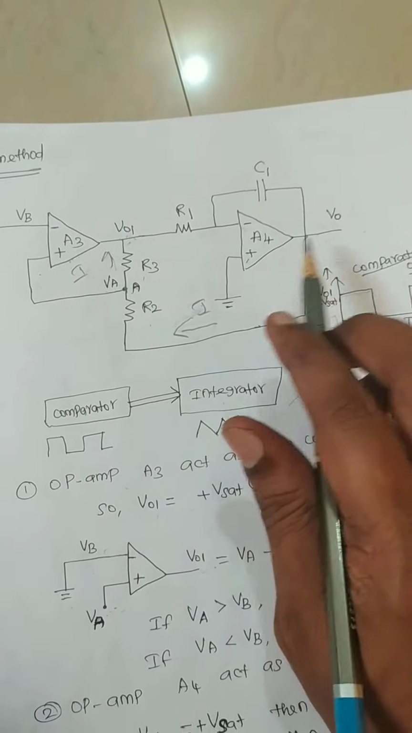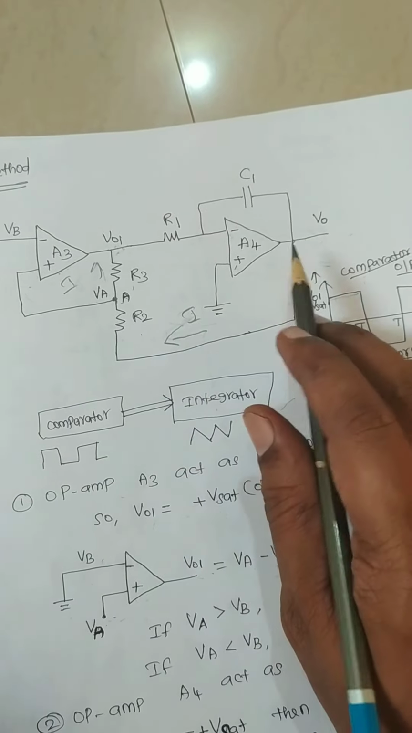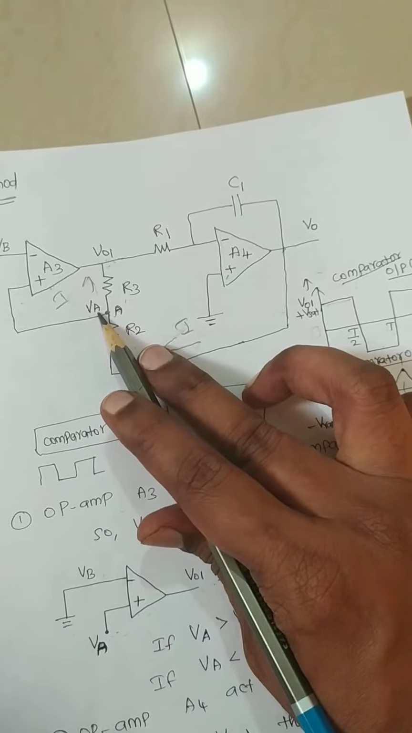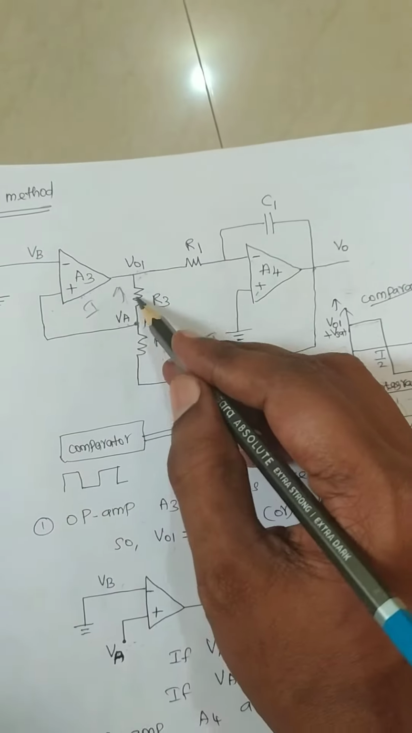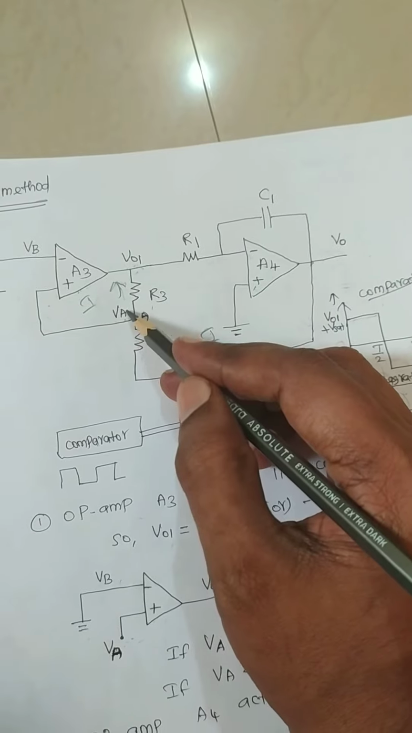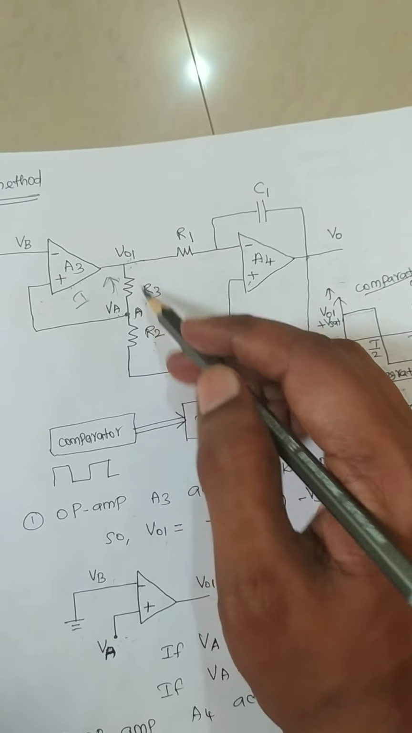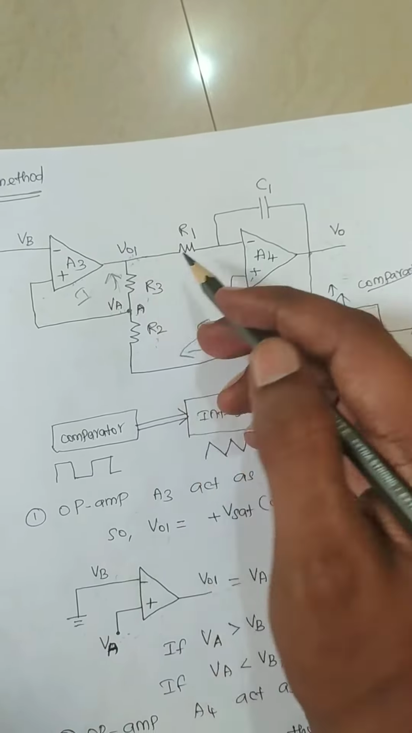For example, the direction of this current I will be flowing in this direction. So first, the potential is V naught minus this potential, divided by this resistance. And also the current flows in this direction. So first potential VA minus V01 divided by this resistance. That is current I. For this current, I will be (V0 minus VA) by R2. Another I will be (VA minus V01) by R3.